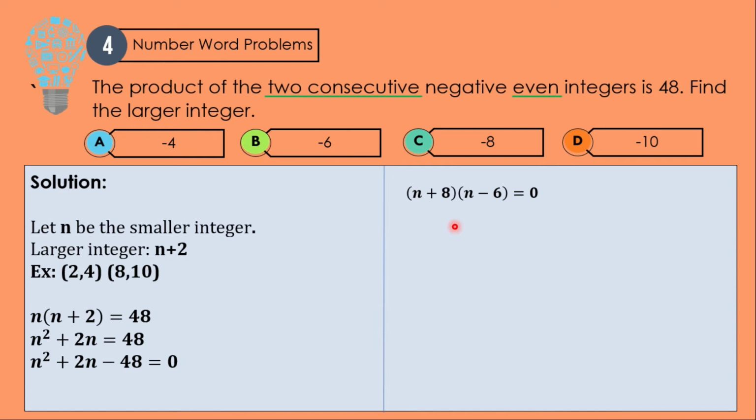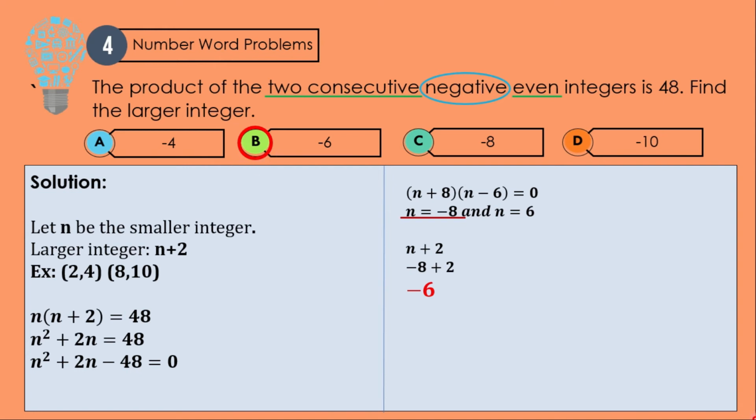So we now have the values of n: negative 8 and positive 6. But we are being asked for negative integers, so we'll use negative 8. Now we just have to find the larger integer by substituting negative 8 for n in n plus 2, which is negative 8 plus 2, so our larger integer is negative 6. This means that our answer for this problem is letter B.